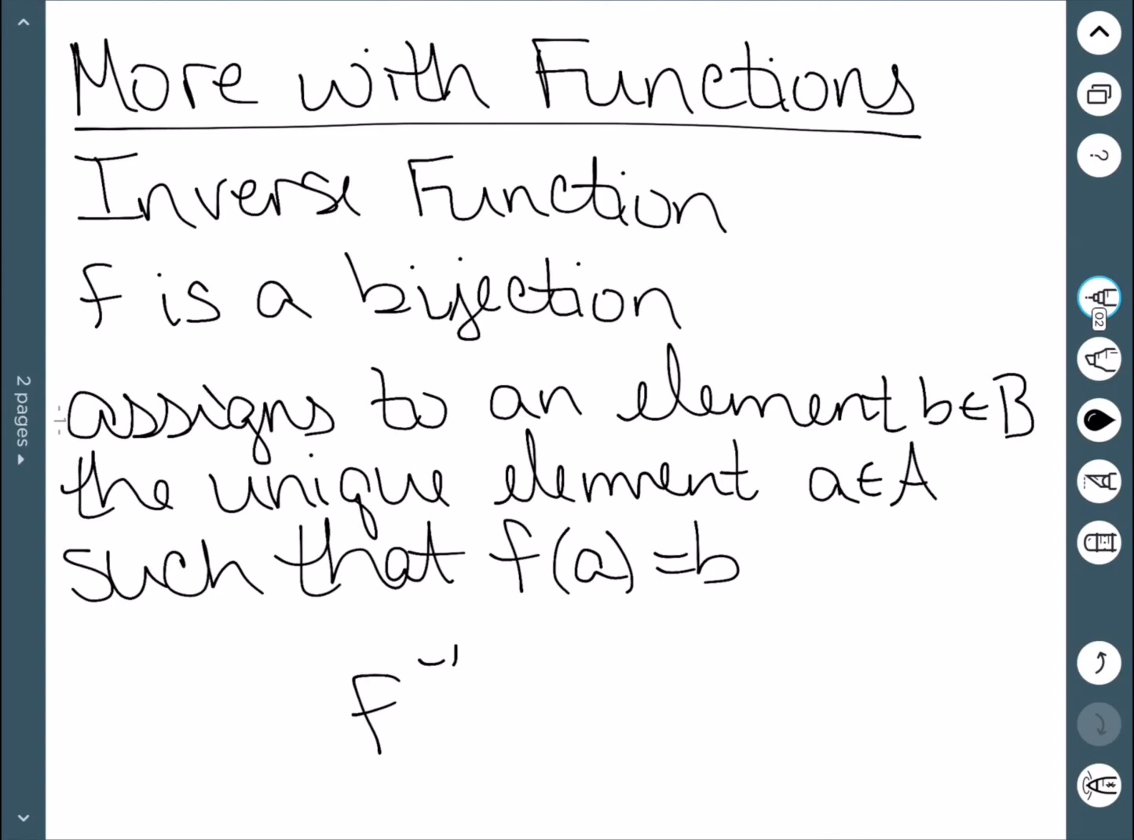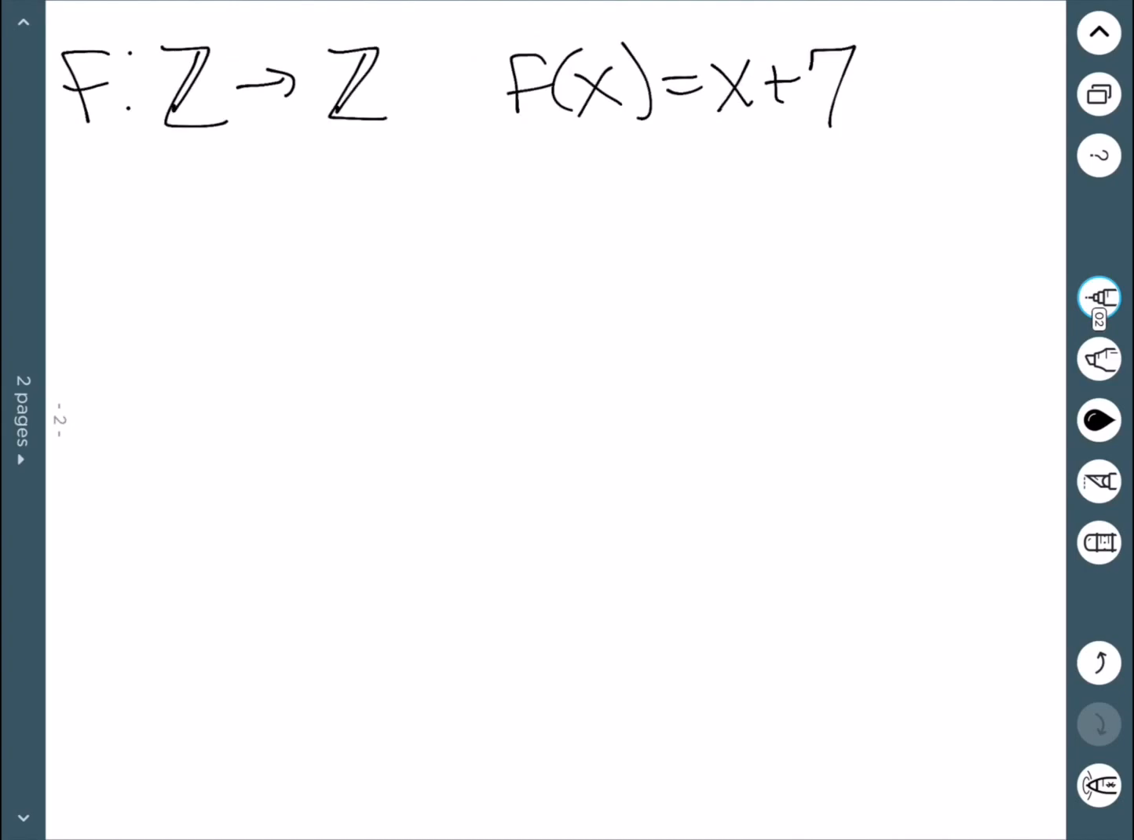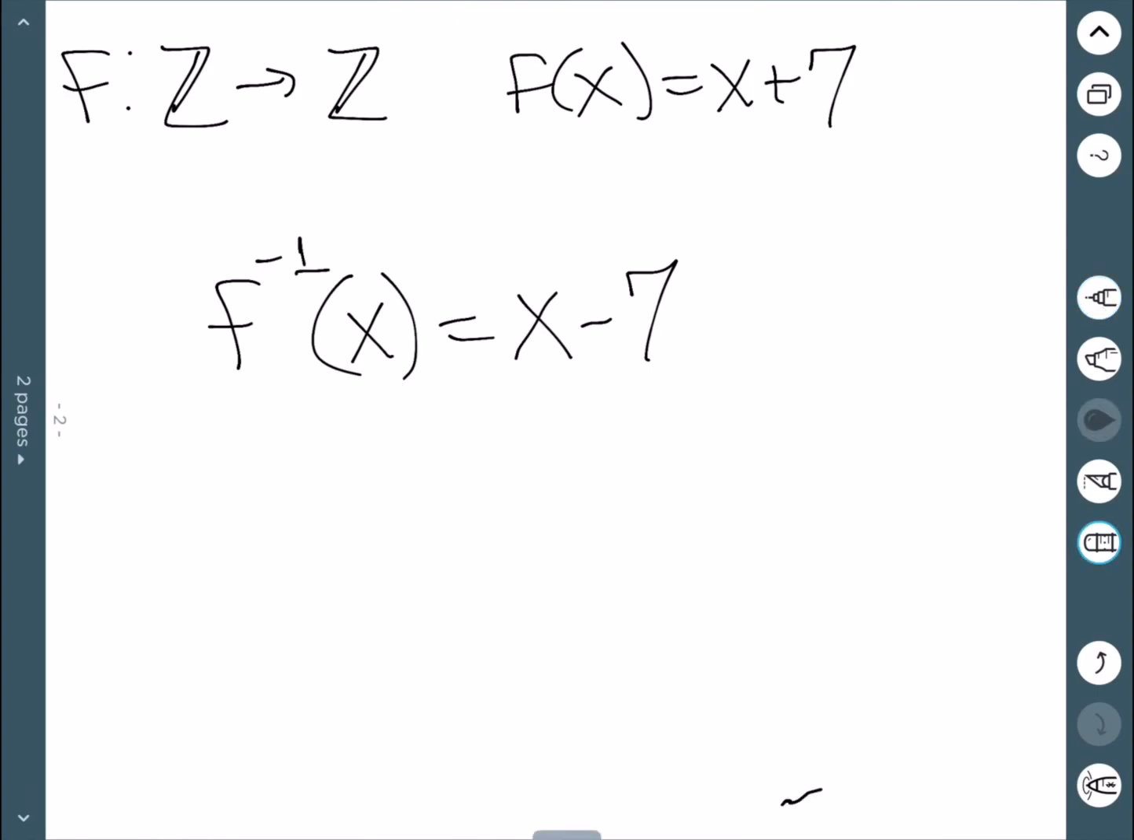And the idea here is that we're going backwards. Before, we would have an ordered pair like a comma b, and now with the inverse function we have b comma a. For example, if I have this function from z to z defined by f of x equal to x plus 7, f inverse means we need to undo this function. So instead of adding 7, we'll subtract. And this will be the inverse function. For example, if I stick in 0 to f, I would get an output of 7. And if I stick in 7 to f inverse, I would get an output of 0.